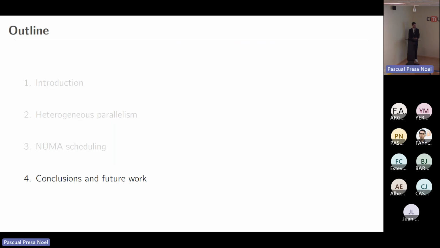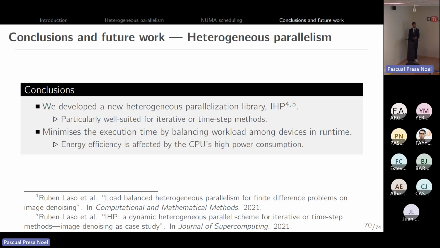Finally, we can draw some conclusions and the future work. As conclusions, we developed a new heterogeneous parallelization library named IHP, which is particularly well suited for iterative or time-step methods. Using this library, we managed to minimize the execution times by splitting the workload between the CPU and the GPU in runtime.